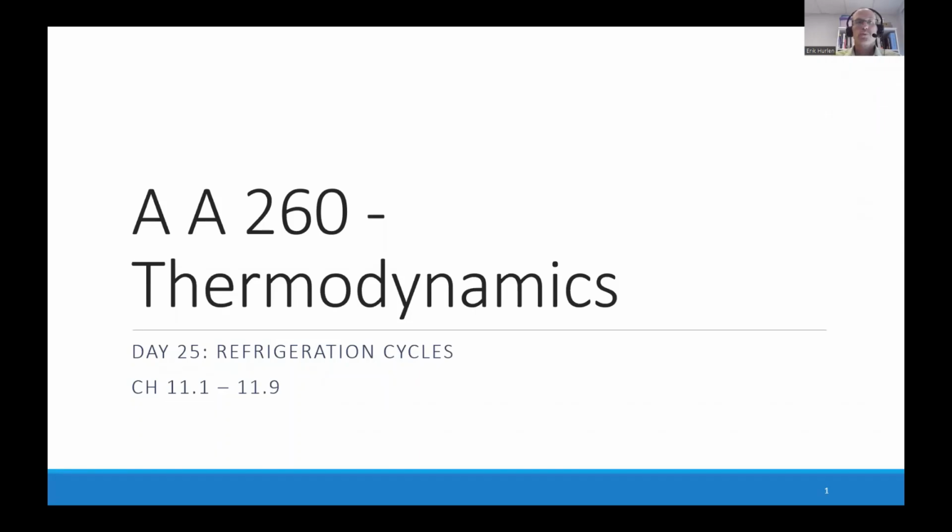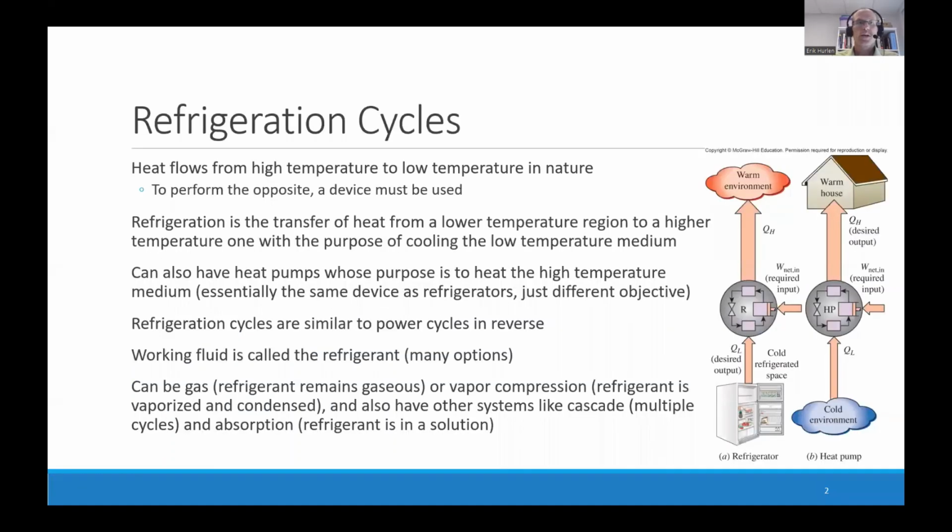So now we're going to move from power cycles to refrigeration cycles. In nature, heat flows from hot to cold, so we need a specialized device to cool things down below ambient temperature. Refrigeration is this process of transferring heat from a lower temperature to a higher one, with the goal of even further cooling this cold temperature reservoir.